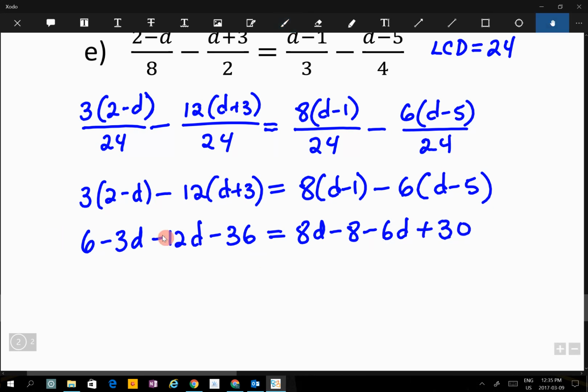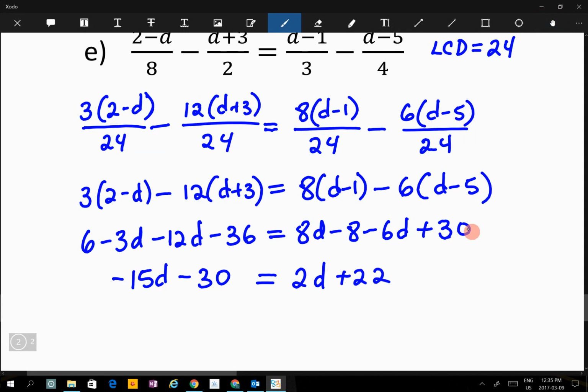Now we have this long equation with a bunch of like terms. Collect the like terms on both the left and on the right. So on the left, minus 3 take away 12 is negative 15d, and 6 take away 36 is negative 30, or minus 30. On the right side, I have 8d take away 6d, which is 2d, and negative 8, or minus 8, plus 30 is 22, so plus 22.